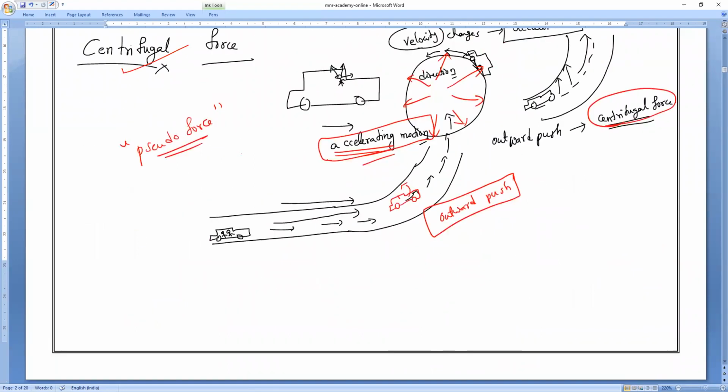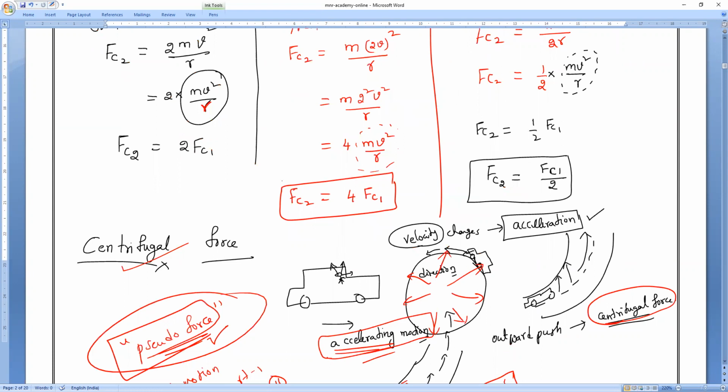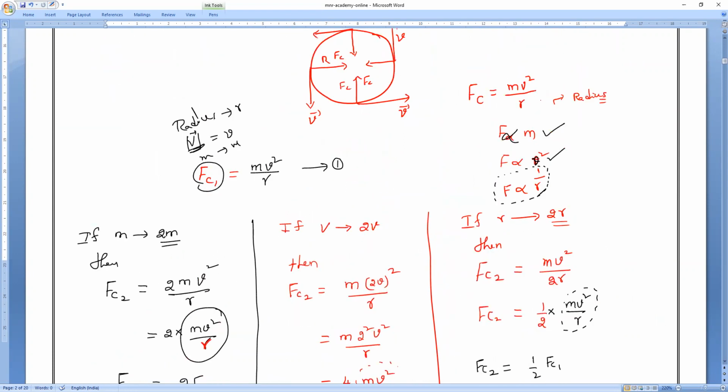Remember class 11th, motion in a straight line as well as Newton's laws of motion. In laws of motion, chapter 4 in Physics Part 1, class 11, you will get the derivation for pseudo force, centrifugal force, and the formula for how you obtain F equals mv squared by r. It's not necessary now, and you need not worry about it. You just learn that. Clear, everybody?